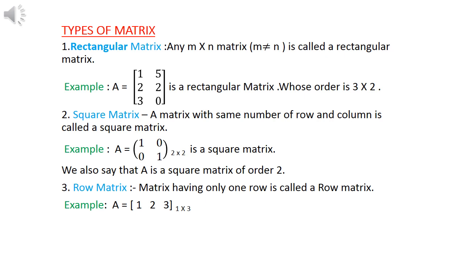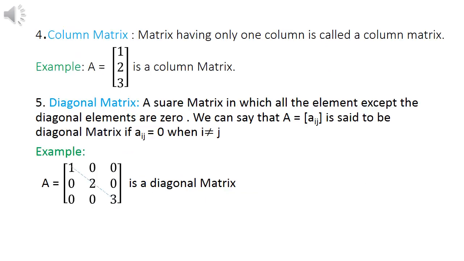Third one is the row matrix. A matrix having only one row is called a row matrix. Whatever may be its columns, the number of rows must be 1. For example, A is a matrix whose elements are 1, 2, 3. Its order is 1 cross 3. There is only one row. So we say that A is a row matrix. If we write a matrix of order 1 cross 2, that is also a row matrix. If we write a matrix of order 1 cross 5, that is also a row matrix, because there is only one row.